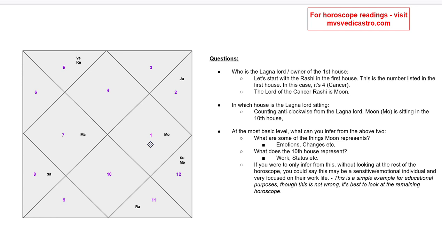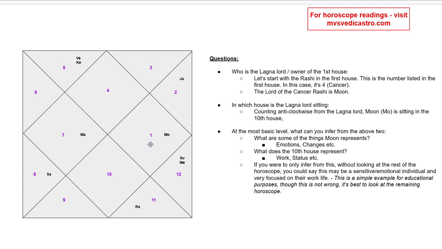So again, if we were not looking at the rest of the horoscope and this is all we had to go on, a really basic inference you could make with this information is that this may be a sensitive individual, because Moon represents emotions and it owns their Lagna house. And because it's sitting in the 10th house, you could say that their focus in life is on their work.